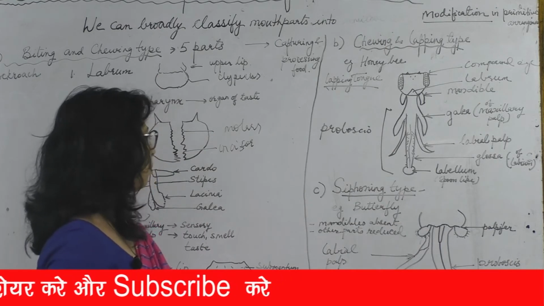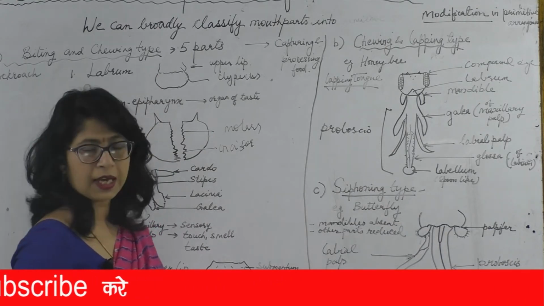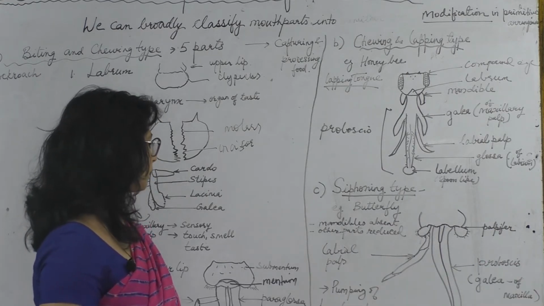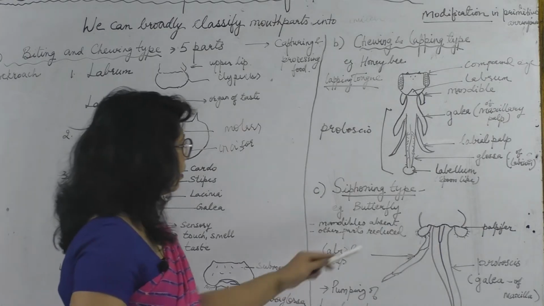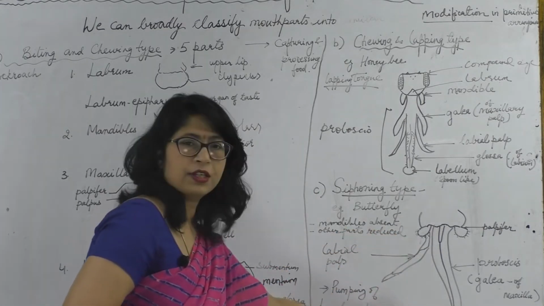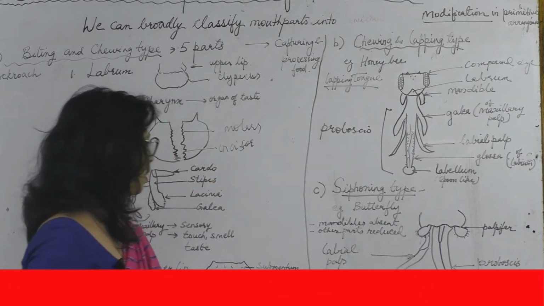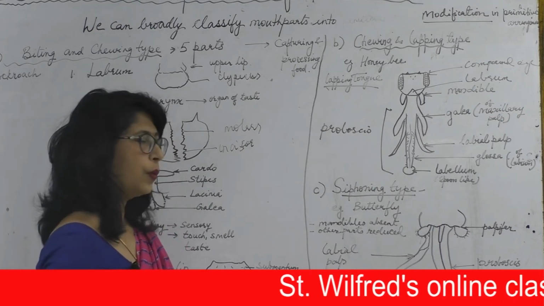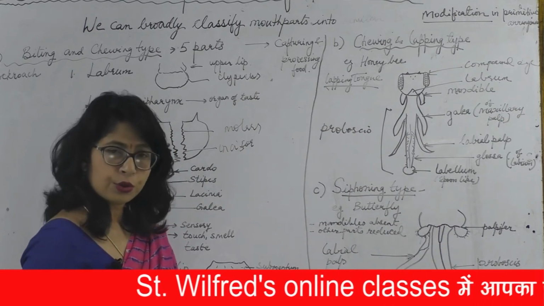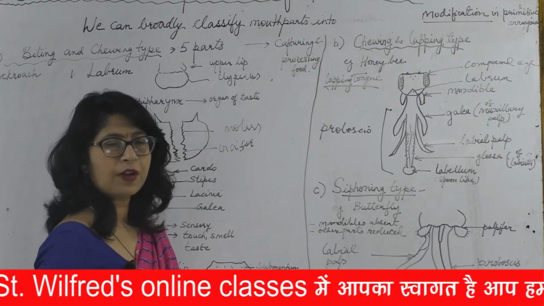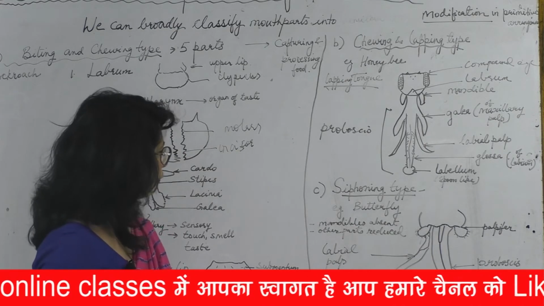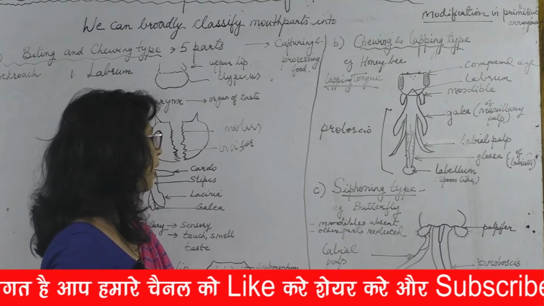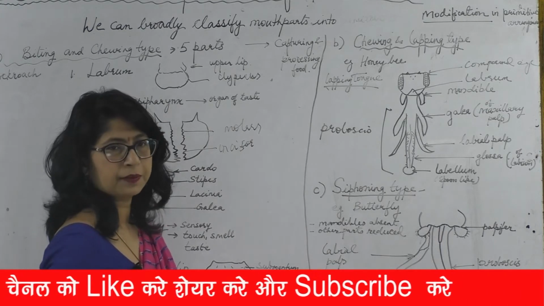The next type of mouthpart is known as the siphoning type, and this type of mouthpart is present in butterfly. In butterfly, there is a long coiled tube, and this tube is called proboscis. It functions like a straw, which enables the butterfly to draw in the nectar from the flowers. In this type of mouthpart, the mandibles are absent and the other mouthparts are reduced substantially.